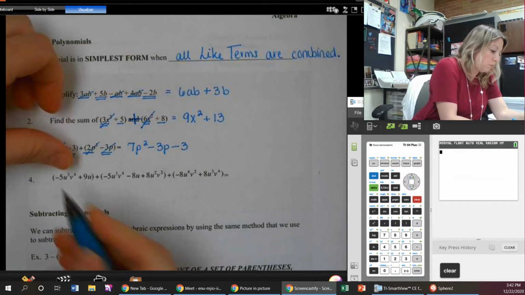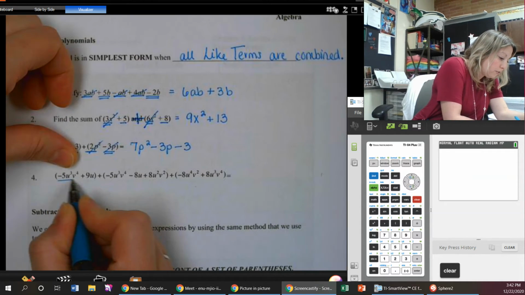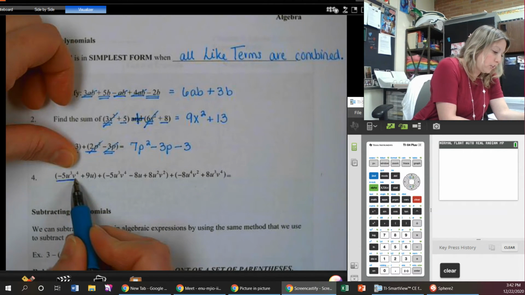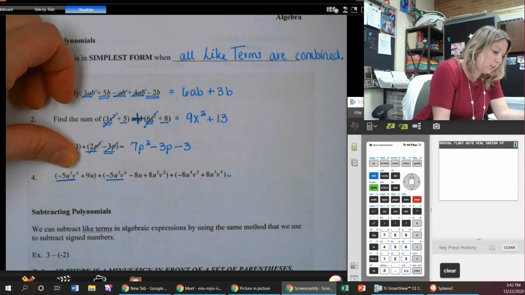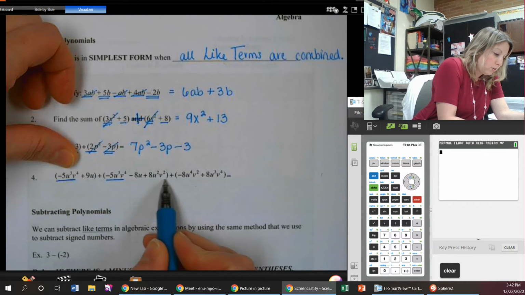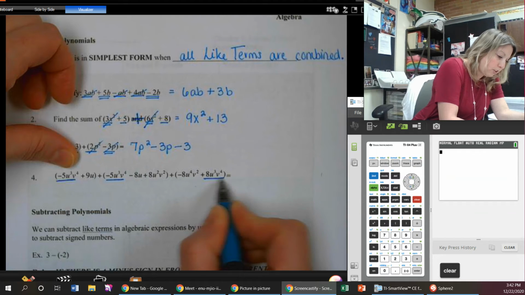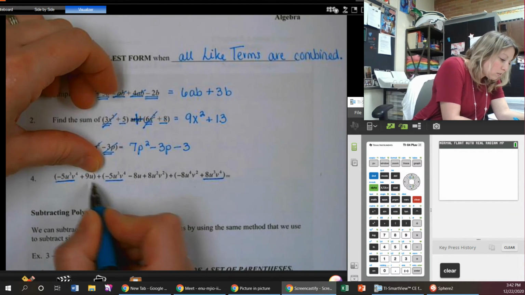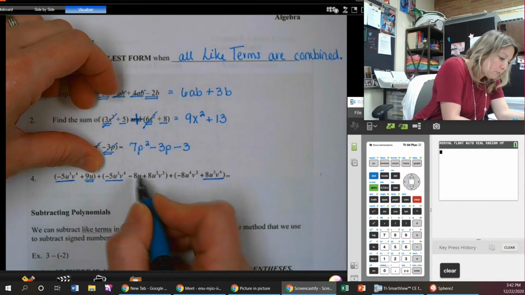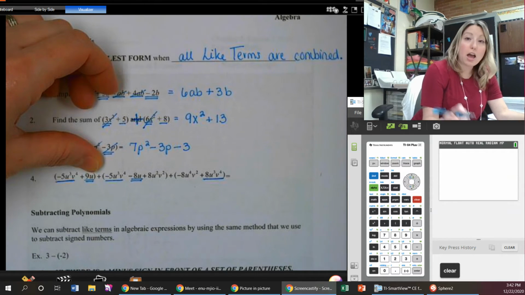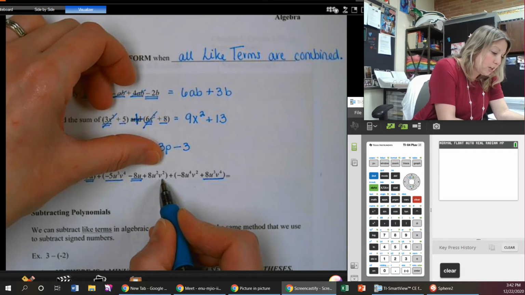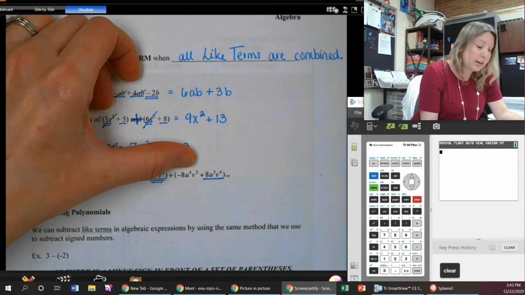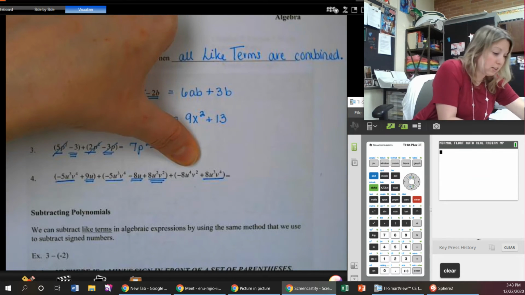What I typically do is take the first term I see and look for where its likes are. So u to the third, v to the fourth. Here's another u to the third, v to the fourth. Here's another u to the third, v to the fourth. Any just u's like this? Any more just u's like this? Yep, right here. Any more u squared v squareds? No, that's the only one. Any more u to the fourth, v to the seconds? No.